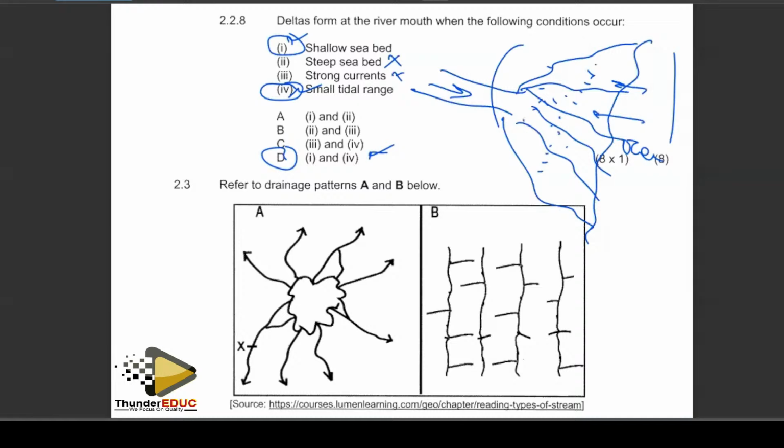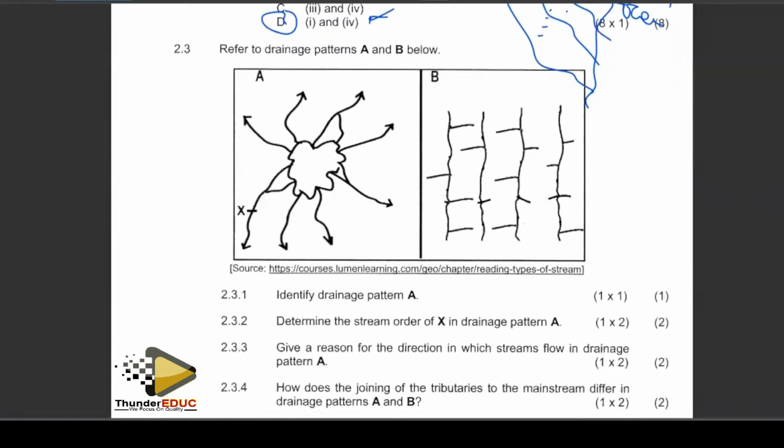Let's analyze those two drainage patterns. The first one, I think, is clear. It means this drainage pattern is starting from a high-lying area. Maybe it's a volcanic dome, and streams are radiating from the focal point, which is high-lying. This is what we call radial drainage. And this, if you can see, the main stream is longer, but the tributaries are shorter, and the tributaries are joining at right angles. Right, this is a trellis pattern.